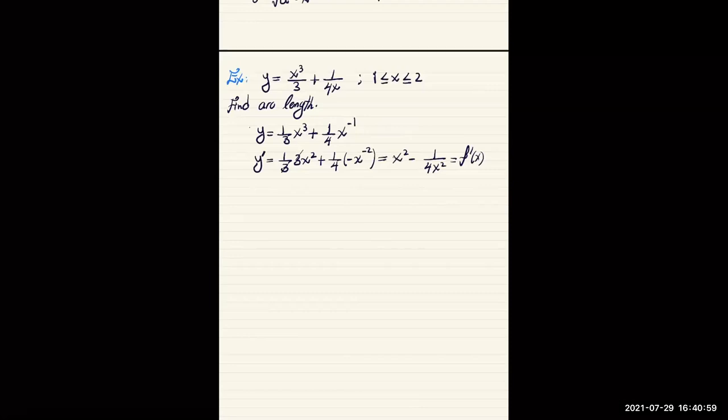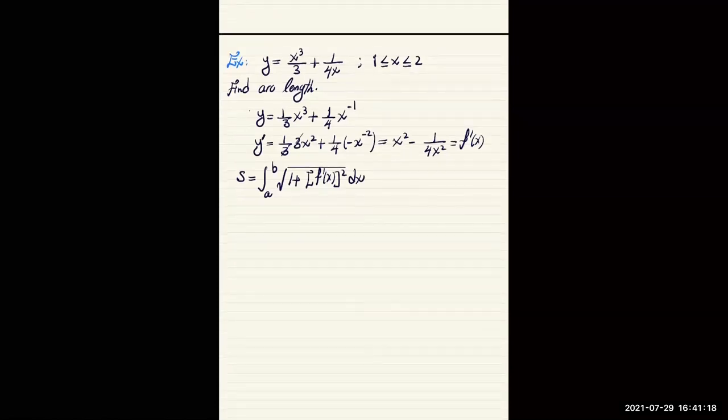Okay, so again, here arc length is the integral from, in this case, a to b. I'm just going to write the formula: the square root of 1 plus the derivative squared, 1 plus f prime of x squared, dx. Plug in. x goes from 1 to 2, the square root of 1 plus, okay, we have the derivative. The derivative here is x squared minus 1 over 4x squared. That's our derivative.